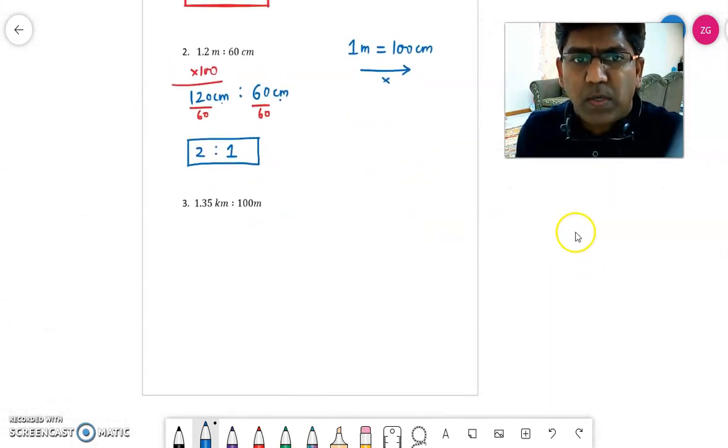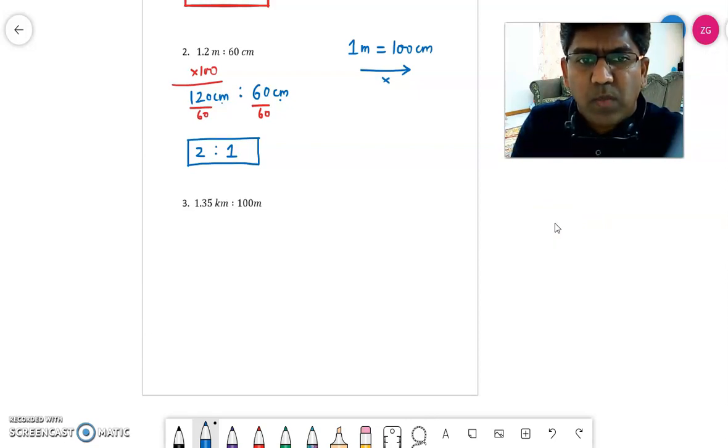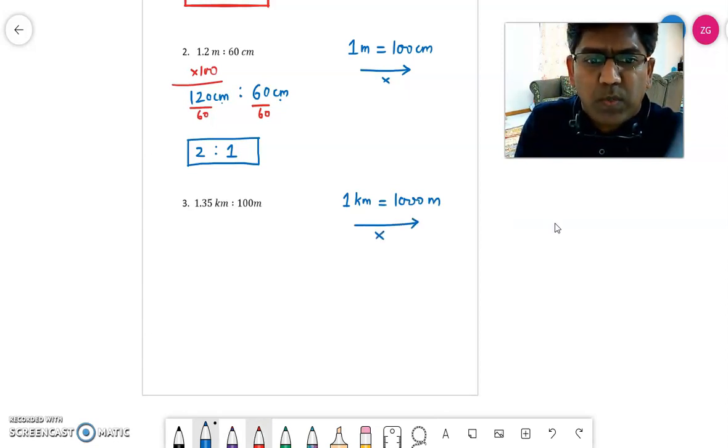Let's look at the next example. 1.35 kilometer is to 100 meter. We'll try to convert kilometer into meter. In 1 kilometer we have 1000 meters. To convert from big to small, we will multiply. So 1.35 kilometer, I want to convert it into meters, so I'll multiply by 1000. Since you're multiplying by 1000, the point will move 3 digits to the right. So my answer will be 1350 meters is to 100 meters.